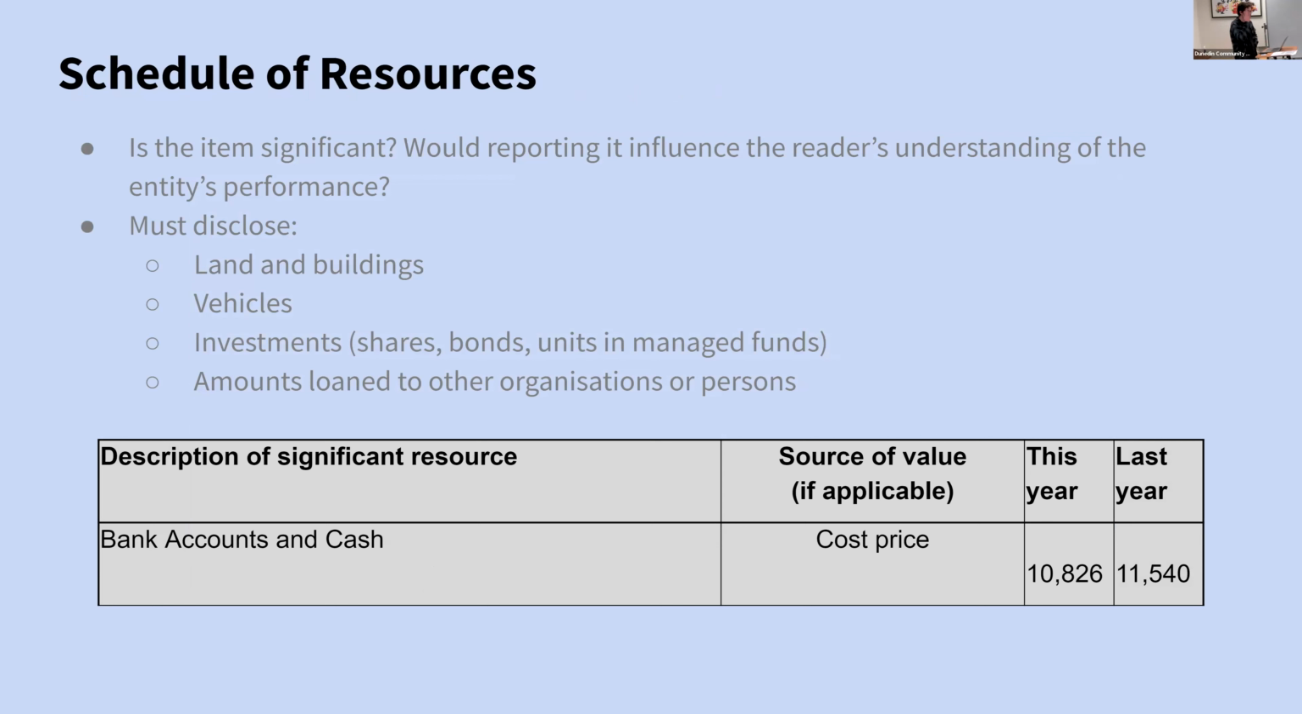And so the purpose of this is to provide information about assets owned by the entity at the end of the financial year, which is significant to the entity, and only significant resources should be reported. So if it's significant, it means that reporting it would influence the reader's understanding of the entity's performance. And what's significant for a small charity won't necessarily be significant for a bigger charity.